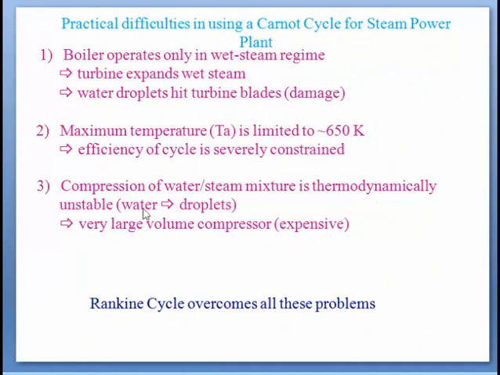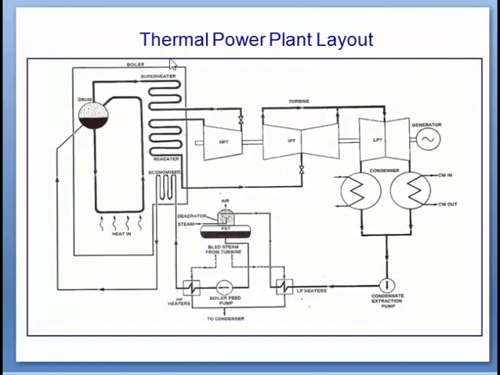So to overcome all these difficulties we faced with the Carnot cycle and its application for steam power plants, the solution or the answer is the Rankine cycle. All the limitations we had witnessed have been addressed in the Rankine cycle. So just a quick review of the processes that take place in the thermal power plant, which we had already seen in our earlier discussion during coal to electricity.